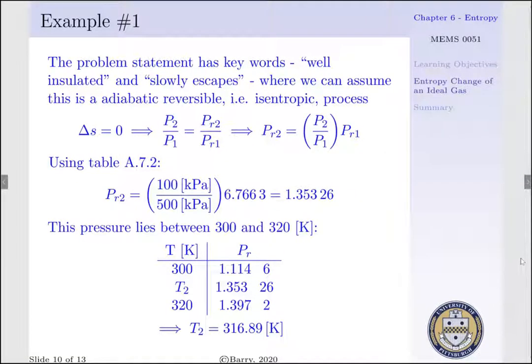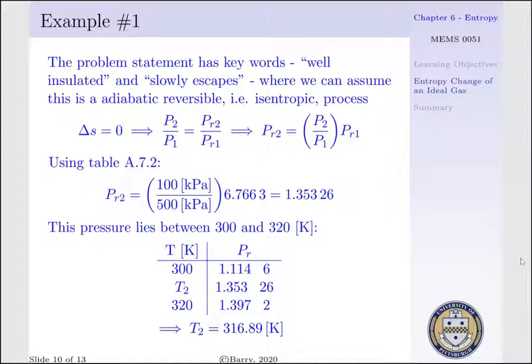Now if we go to table A-7.2, our relative pressure at state 1 has a value of 6.7663, and this is dimensionless. Our pressure at state 2 is 100 kPa, and our pressure at state 1 is 500 kPa. Thus, if we populate our equation and solve for the relative pressure at state 2, we find the value to be 1.35326. And if we look, this pressure lies between 300 and 320 Kelvin. At 300 Kelvin, we have a relative pressure of 1.1146, and at 320 Kelvin, we have a relative pressure of 1.3972. Thus, we are going to exist in between these values.